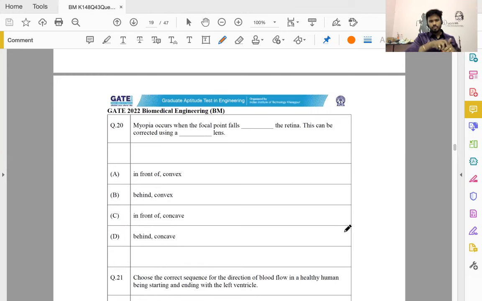Okay, myopia occurs when the focal point falls dash in the retina. This can be corrected using. So again, this is some sort of high school biology questions kind of showing up. But let me quickly tell you, you know what myopia is? Your vision is myopic, used quite often. So myopic vision, short-sightedness. If you know that, can you somehow logically guess, should it be in front of, should it be behind? Is there a way to guess it? Not guess, actually, to predict it reasonably well.